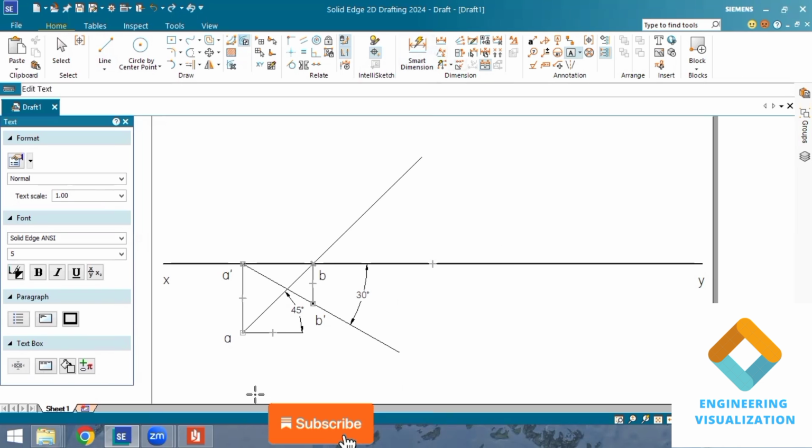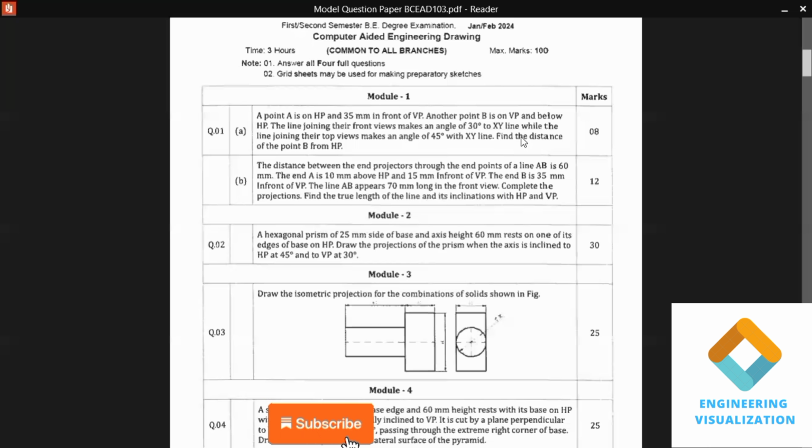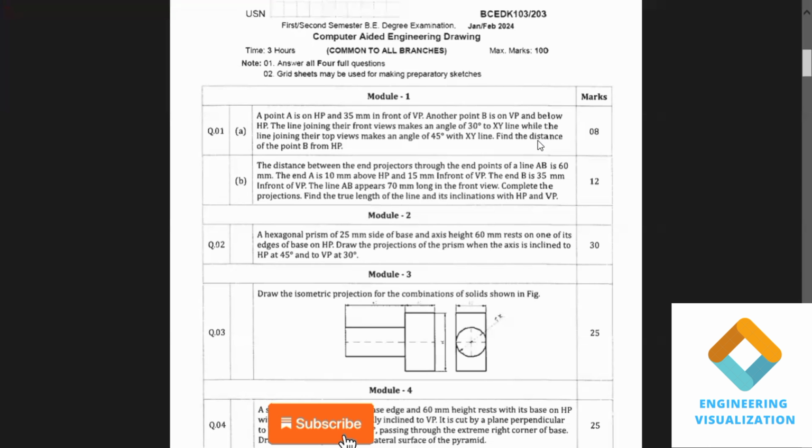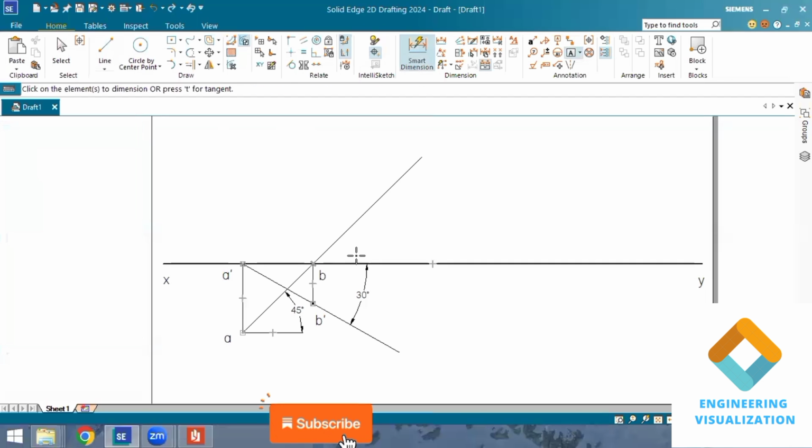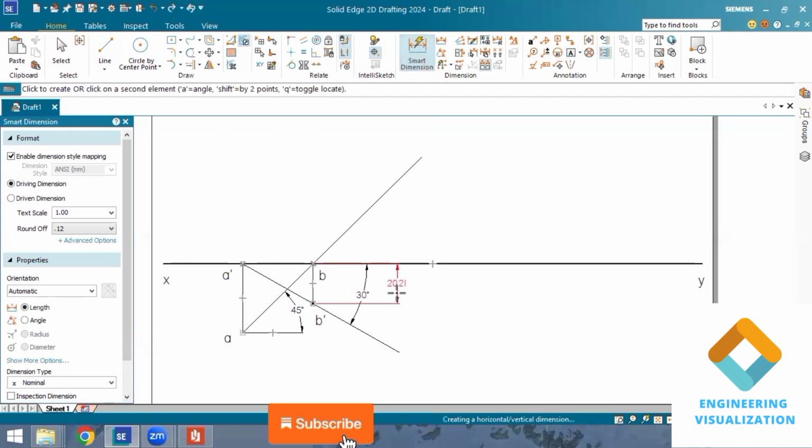Now we have to find out this distance. You can see what they mentioned. Find the distance of the point B from HP. Okay, so that distance we need to find out. So we just measure it using smart dimension. So that completes the problem, guys.